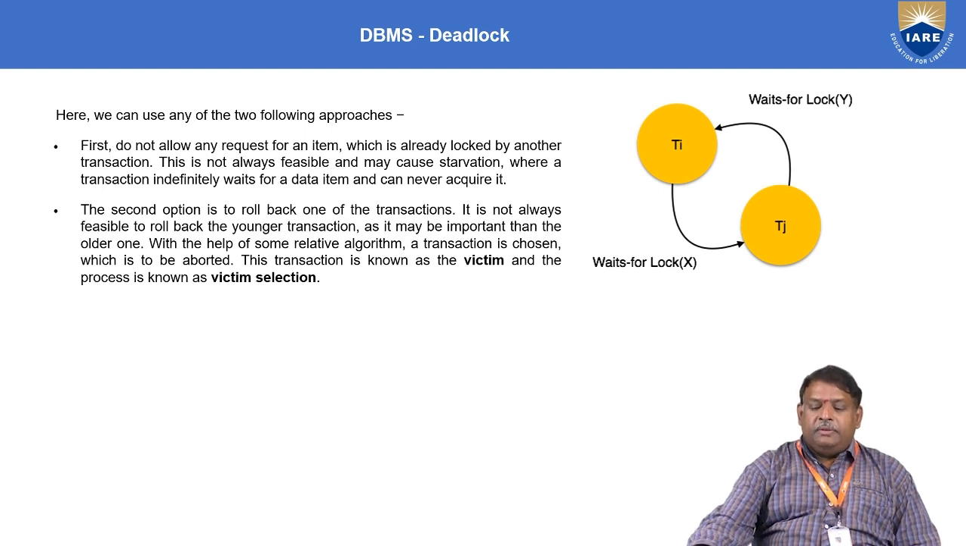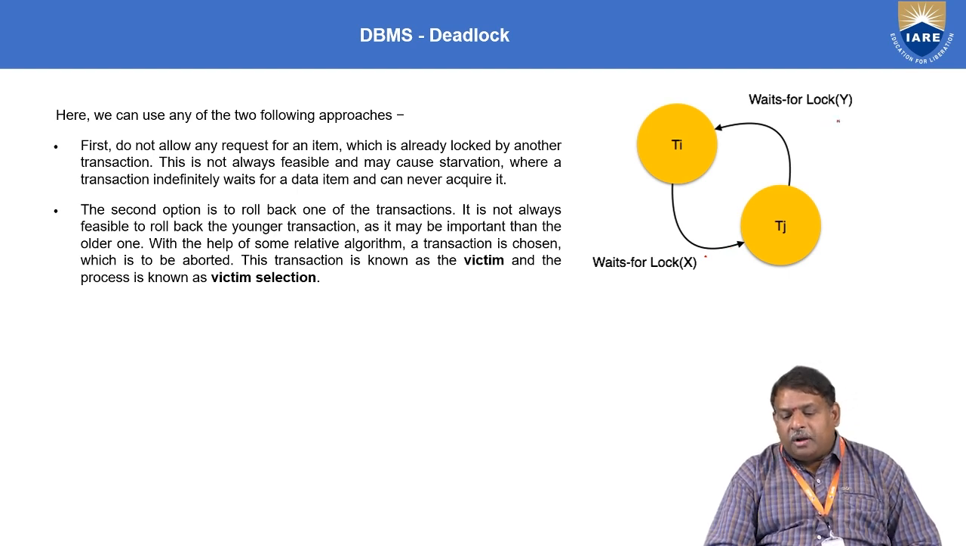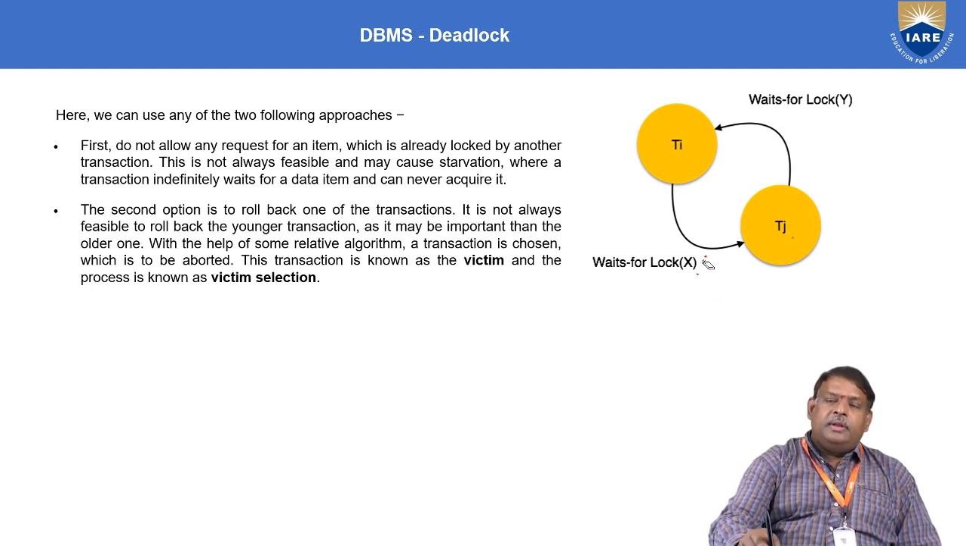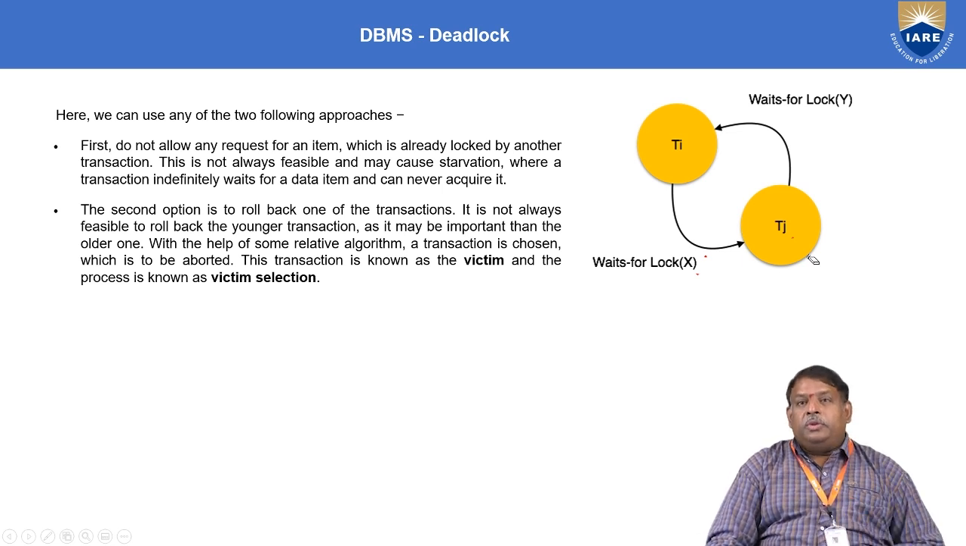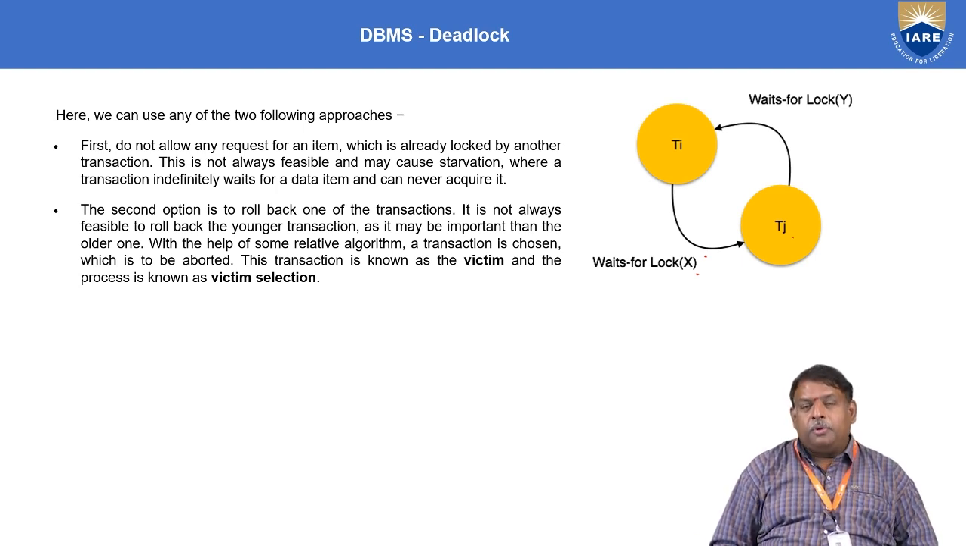So here Ti is waiting for X, and Tj is waiting for Y. Both are waiting. So we do victim selection, and one of them is aborted, and the rest can proceed. With this, the deadlock scenario is completed.